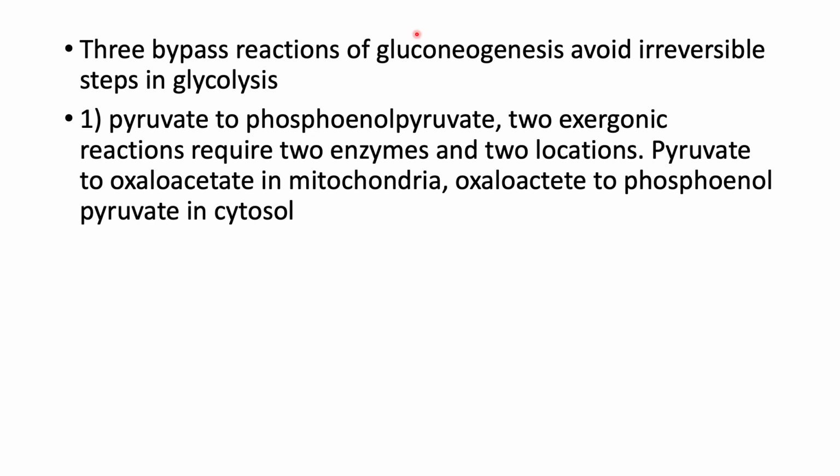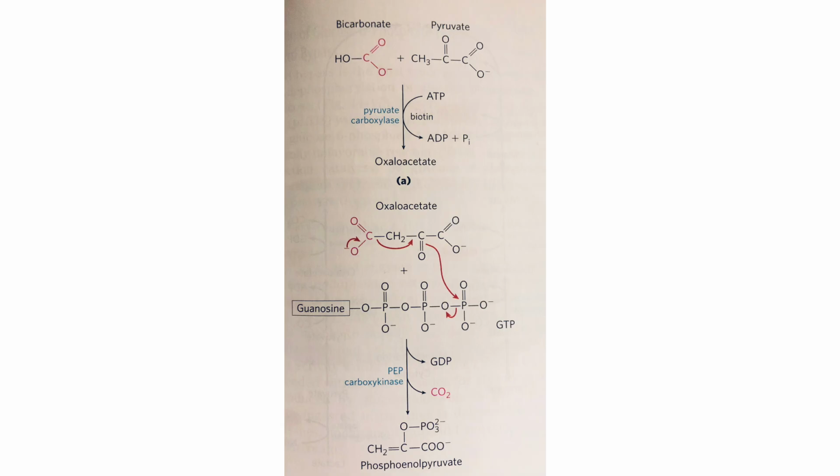There are 3 bypass reactions of gluconeogenesis that avoid irreversible steps in glycolysis. The first of these, as stated previously, was pyruvate to phosphoenolpyruvate. These are 2 exergonic or heat-generating reactions that require 2 enzymes in 2 locations on the molecule. Pyruvate goes to oxaloacetate in mitochondria, and oxaloacetate to phosphoenolpyruvate in the cytosol. So these are 2 cellular locations involving the molecule. This is the first reaction, which occurs where you have pyruvate.